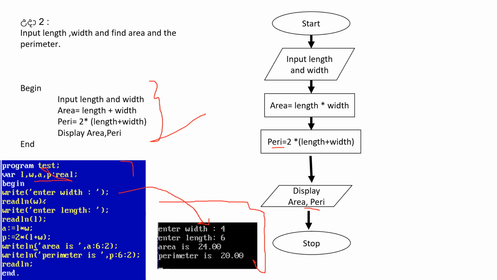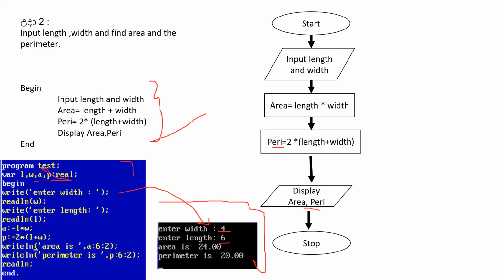Then read the length. It is reading to the variable called w. Then another variable, enter length. With the length, I am taking the variable called L. So now you can see the output, 4 and 6 I have entered for this program.